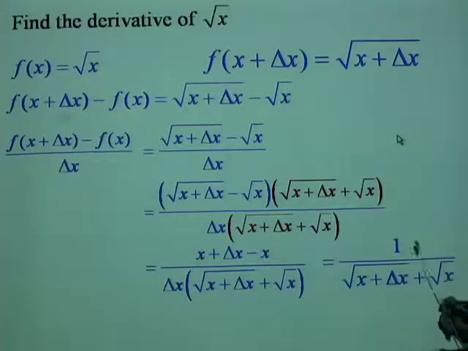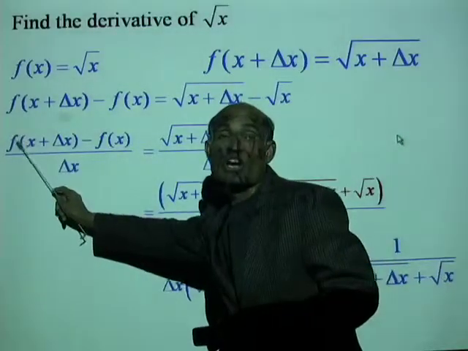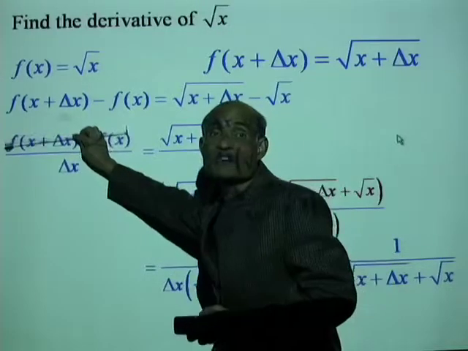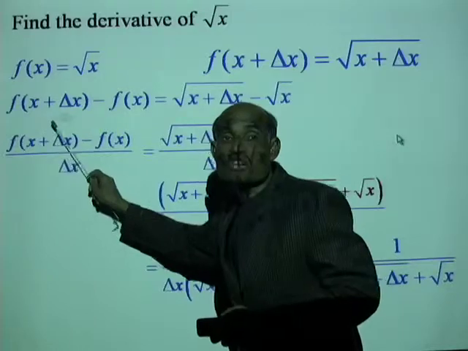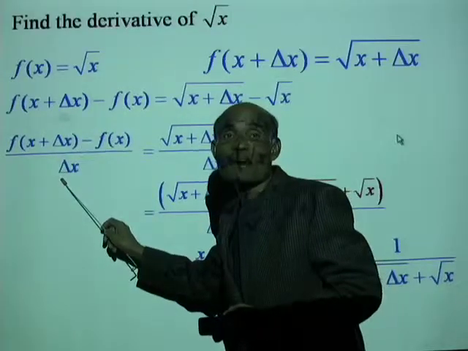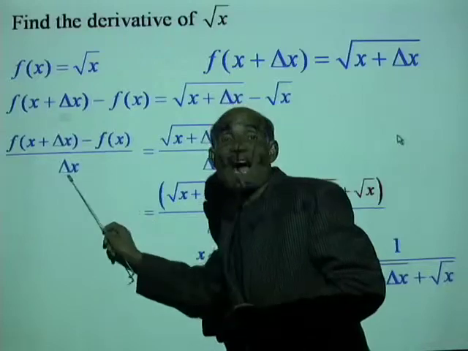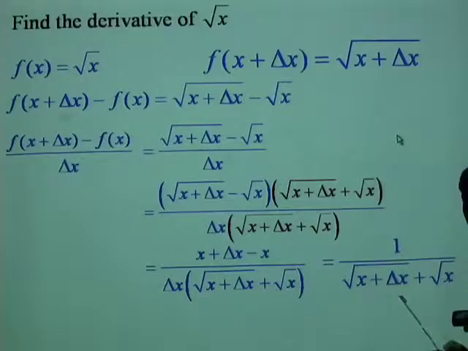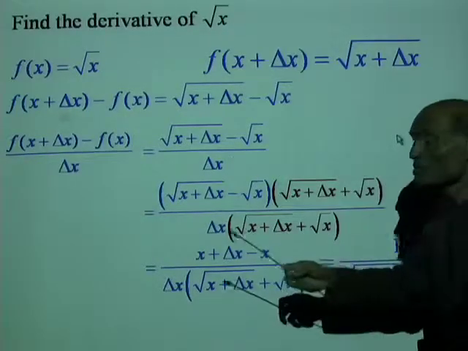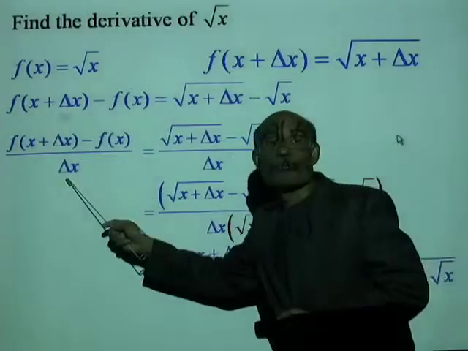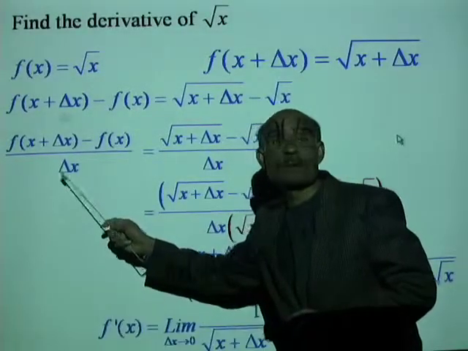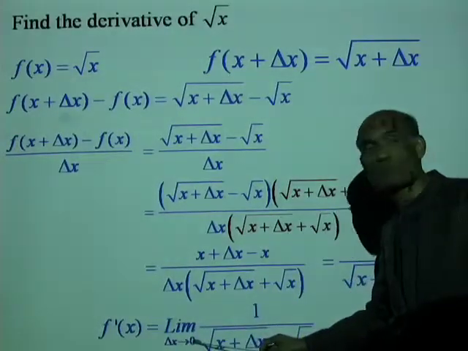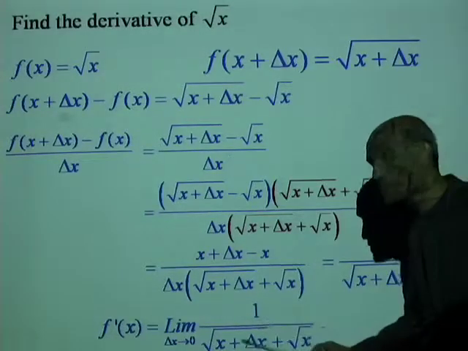And what is this quantity again? It is f of x plus delta x minus f of x over delta x. The delta y divided by delta x. Change in the function value divided by the change in the input. This is the average rate of change in this interval here. When does the average rate of change become the instantaneous rate of change? When the delta x approaches 0. So f prime of x is the limiting value when delta x approaches 0 of this quantity.